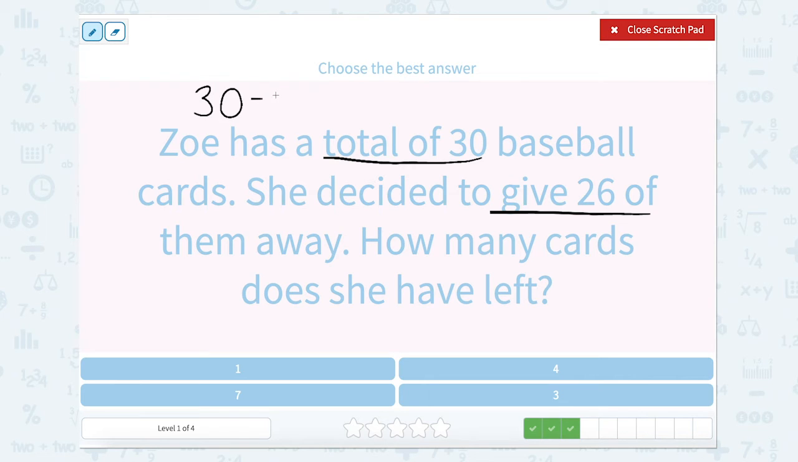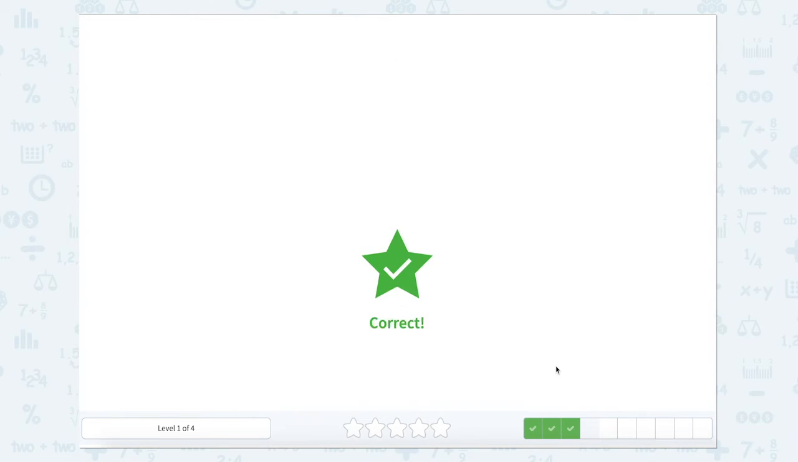So instead of drawing the tape diagram this time, we can just go straight to that equation. 30 minus 26 equals something. Well, 30 minus 26, I can count up 26, 27, 28, 29, 30. That would give me 4. So Zoe has 4 cards left.